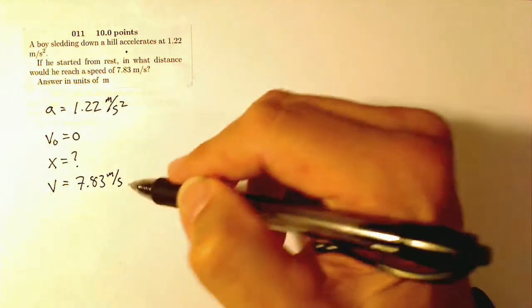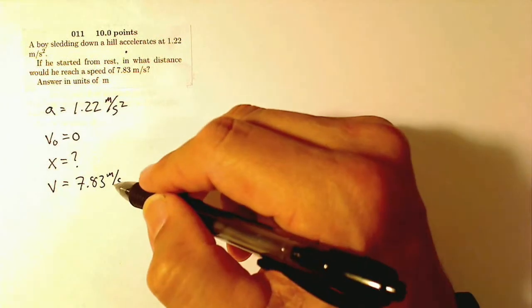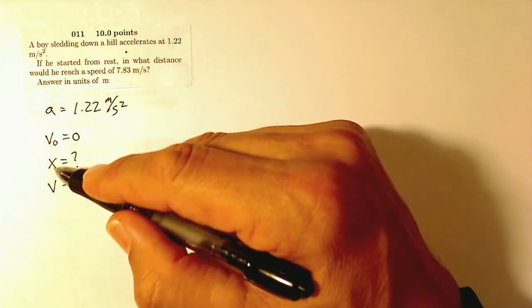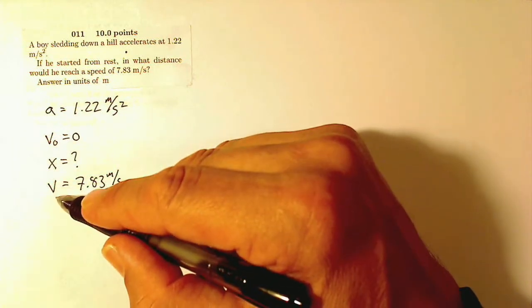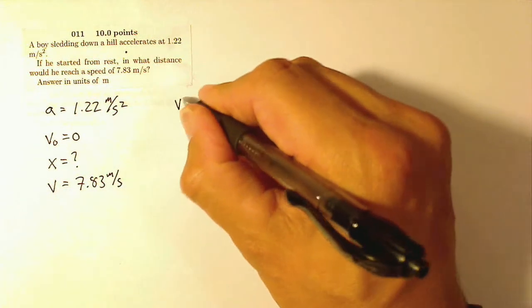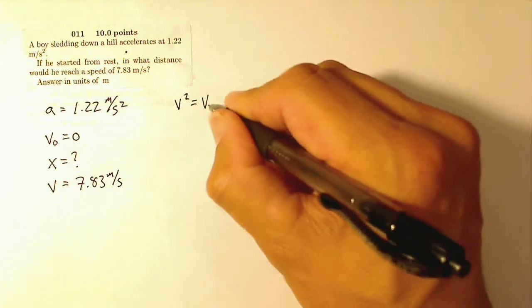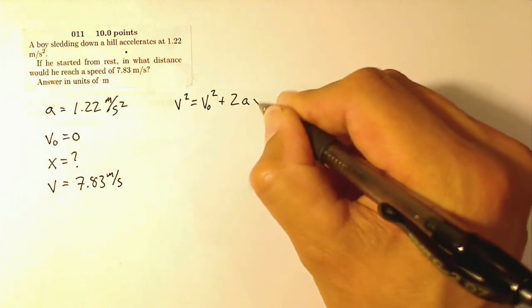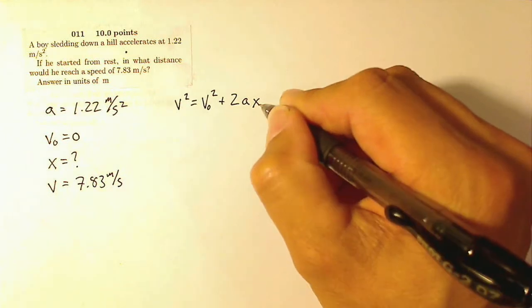Since this is constant acceleration, I can use my 4 equations of motion. I'm going to look for the equation that has acceleration, velocity, displacement, and final velocity, and is missing time. The equation that's missing time tells me that my final velocity squared equals my initial velocity squared plus twice my acceleration times my distance. I'm looking for my distance.